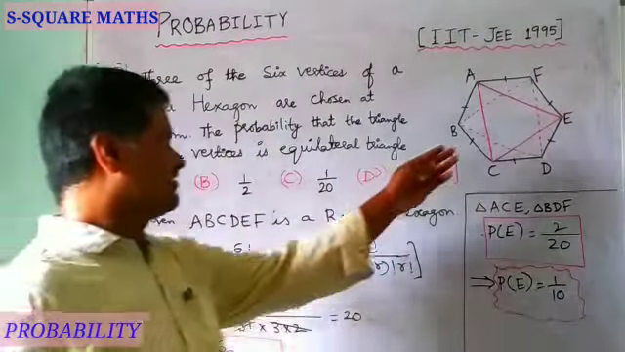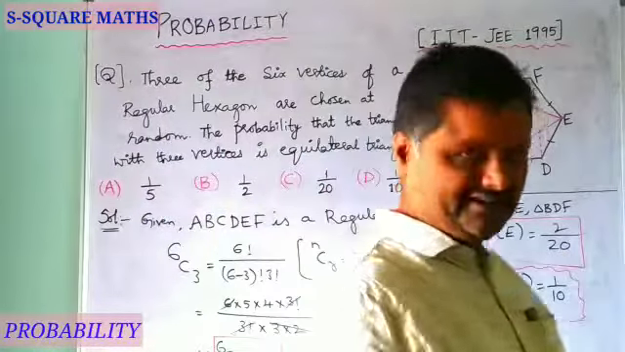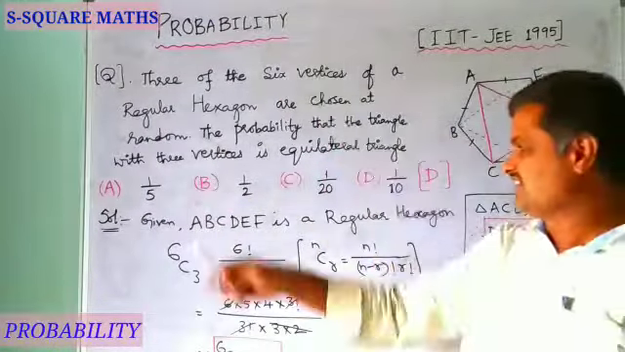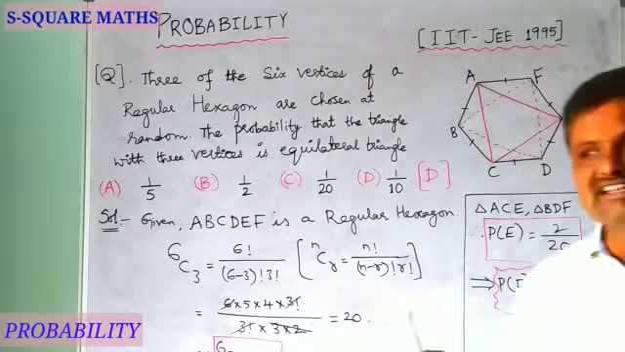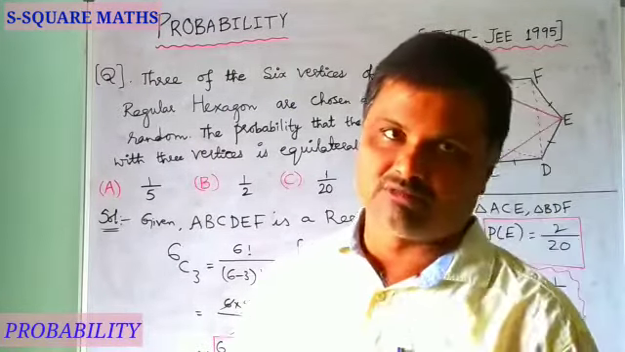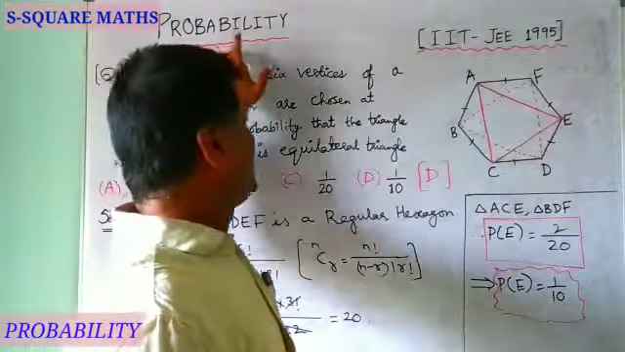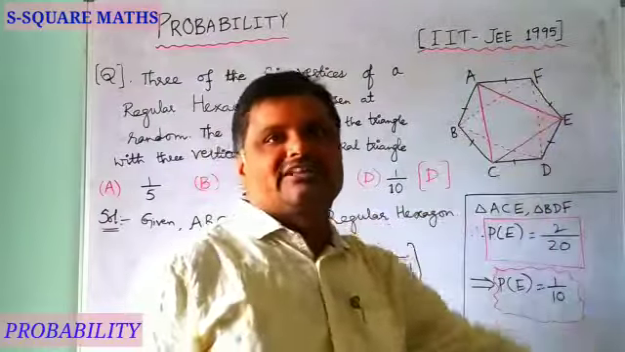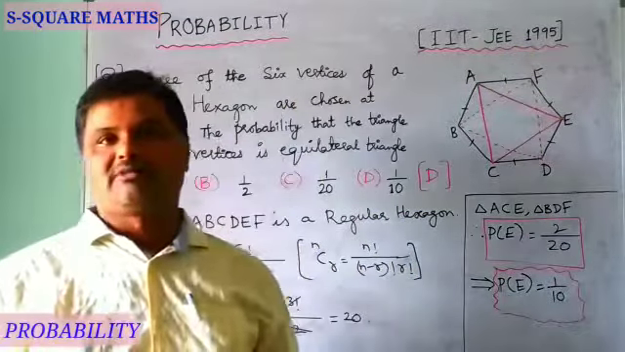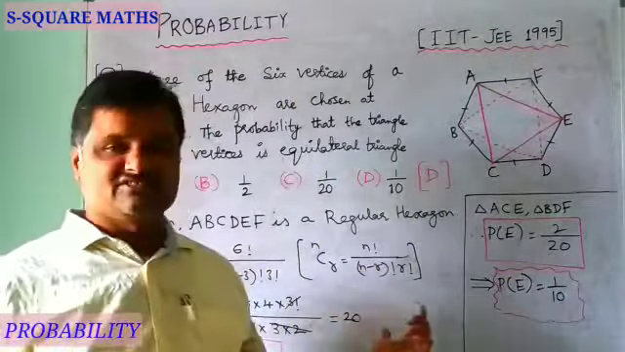So with the basic knowledge of plane geometry and the basic definition of the probability of an event, we can easily proceed with this problem. This is the probability problem related to IIT JEE 1995. So in this way we can overcome the problem. It is very important and very easy also.